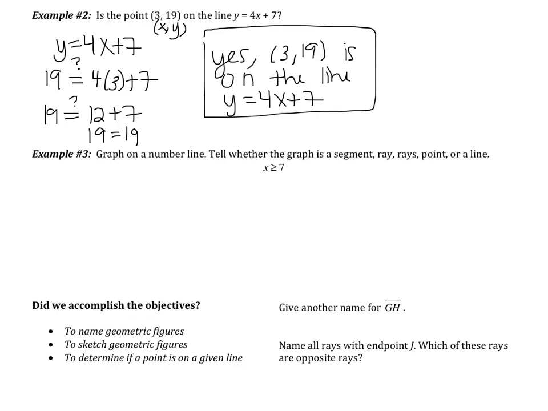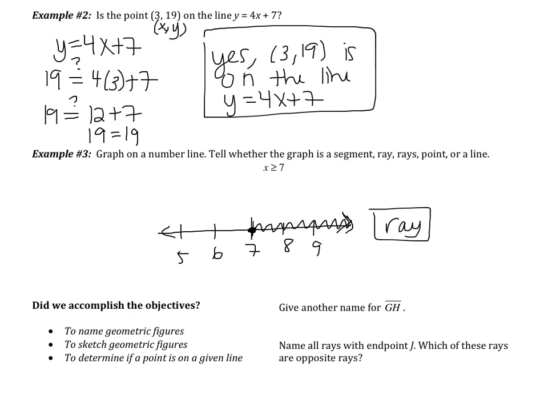Okay, last example that we're going to do together. It says graph on a number line. Tell whether the graph is a segment, ray, rays, point, or a line. Okay, so we have x is greater than or equal to 7. So we're going to need a number line. It definitely has to have 7 on it. I'm going to have 8, 9, 6, 5. Okay, equal to 7. So I'm going to have a closed circle. And then it's also greater, so everything to the right. So this would be my graph. And this graph is going to be a ray. So hopefully you remember that from algebra also.